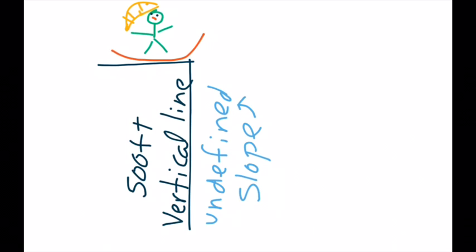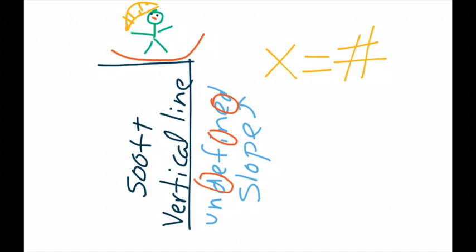The way to remember this is that if you snowboard off an undefined slope, you are going to D-I-E, die. So if it's a vertical line and you try to snowboard off that, you're going to die because it's an undefined slope. To write the equation of this line, it's always x equals whatever number it's crossing on the x-axis.